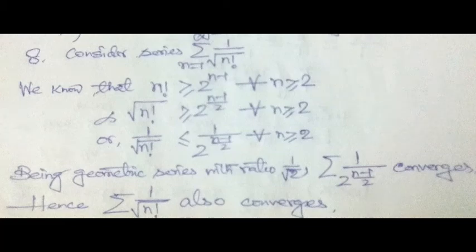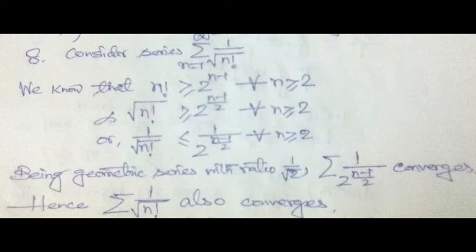Problem 8. Let us consider the infinite series summation 1 by square root of n factorial, where n varies from 1 to infinity. From the theory of inequality, we know that n factorial is greater or equal to 2 to the power n minus 1 for all n greater or equal to 2. Then square root of n factorial will be greater or equal to 2 to the power (n minus 1) by 2 for all n greater or equal to 2. Then 1 by square root of n factorial is less or equal to 1 by 2 to the power (n minus 1) divided by 2.